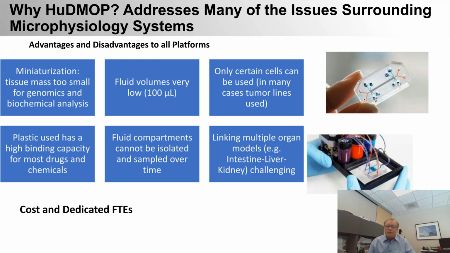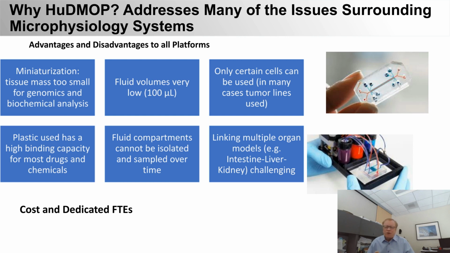Only certain cells can be used in these models, and most of the time they've been tumor cell lines. And frankly, we've really gotten away from tumor cell lines in the last several years and moved more towards human normal tissues and three-dimensional tissues. A key issue has been the types of plastics used. Typically, the plastics that were used initially were extremely absorbent to the chemicals. So it's very hard to detect the materials at low doses.